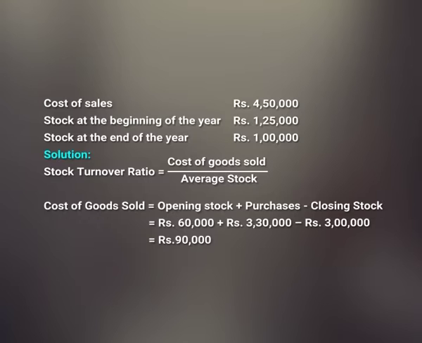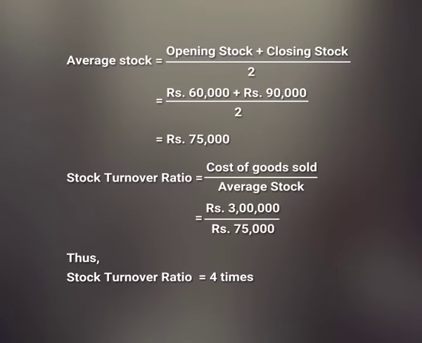The stock turnover ratio is equal to cost of goods sold divided by average stock. Cost of goods sold is equal to opening stock plus purchases minus closing stock. Thus, we have rupees 60,000 plus rupees 3,30,000 minus rupees 3 lakhs, which gives us rupees 90,000. Now, we will see what is average stock. Average stock is equal to opening stock plus closing stock divided by 2. That is rupees 60,000 plus rupees 90,000 divided by 2, which is equal to rupees 75,000.